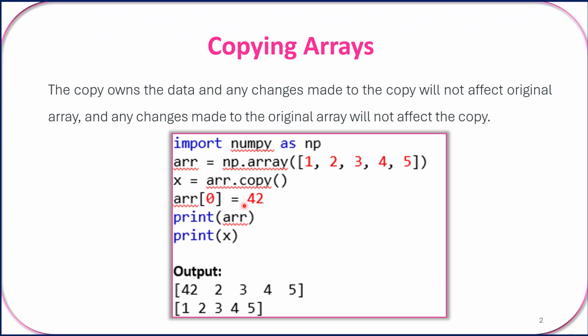Now I change this first one, which is nothing but the first index, and it is replaced by 42. So the original array will be different from the copied array. We'll have a copy of it. The original data will be saved in that copied array, and the changes we make in the array will not affect the copied array. So this can be used to save the original raw data that we have already obtained.